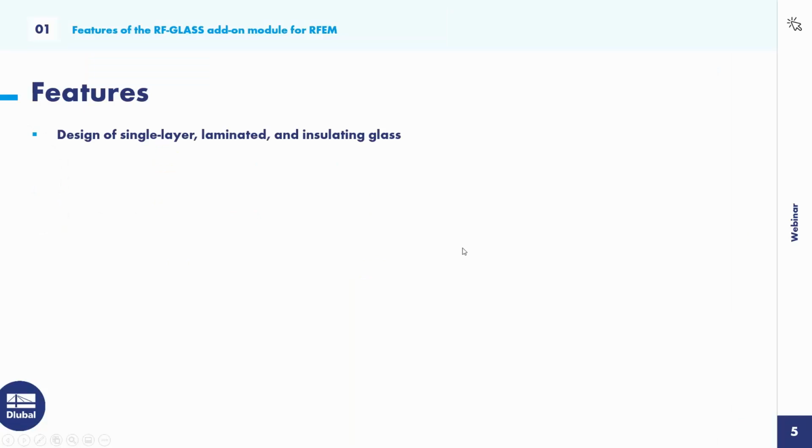It's possible to design single layer, laminated and insulating glass, also curved glass. In the second example, I will combine curved glass and insulating glass.